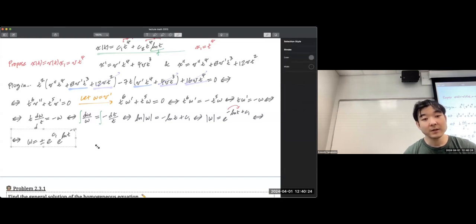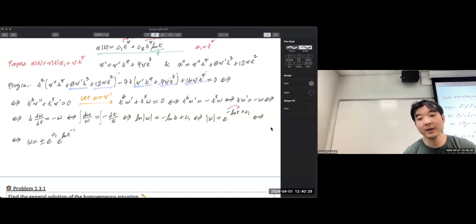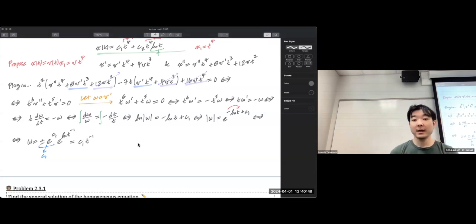The other thing I'll say is this right here, we can redefine as a new constant, C1, as we've been doing in the past for separation. And so we're left with that this is actually just going to equal C1. The e and the ln's cancel, so it just becomes t to the -1. Okay, so we got our w is equal to C1 t to the -1.